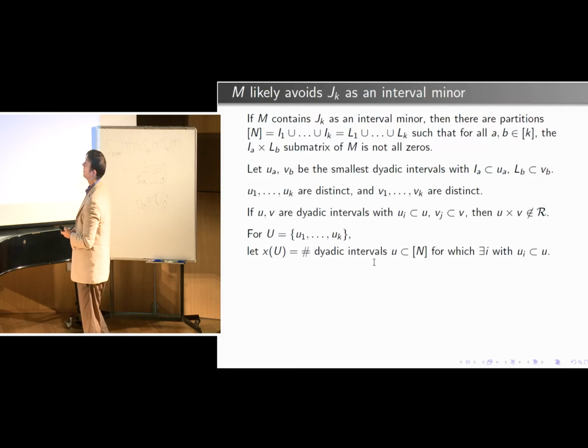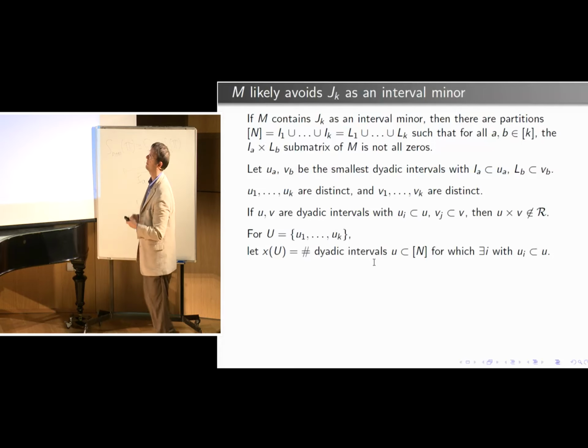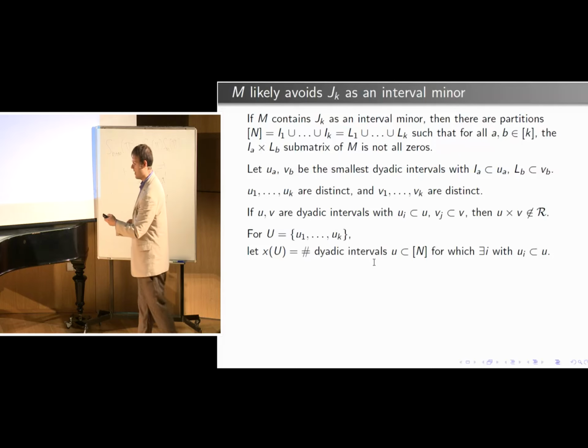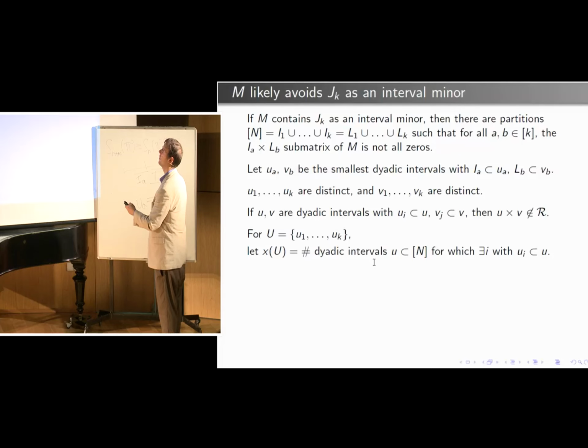Now we come to a more enumerative question, which is not so difficult to bound. Let U be a subset {U_1, ..., U_K}. So instead of looking at all these partitions into intervals, we're going to look at the U's that we get from this. We let X of U be the number of dyadic intervals U for which there exists an i with U_i being a subset of U.